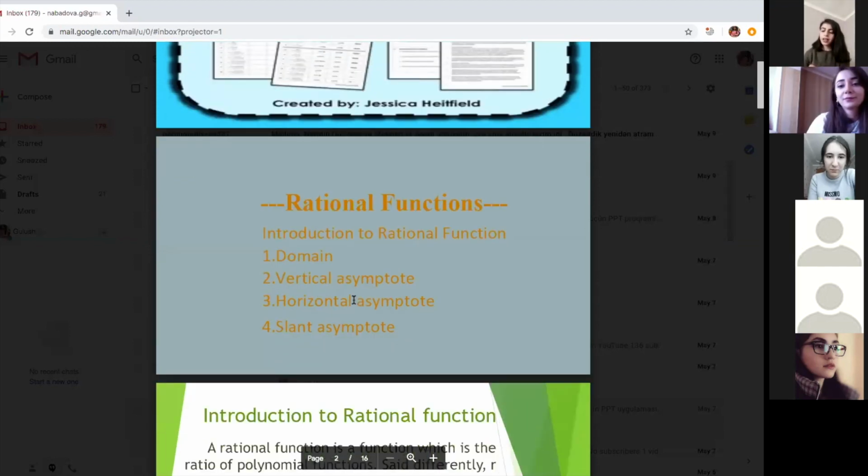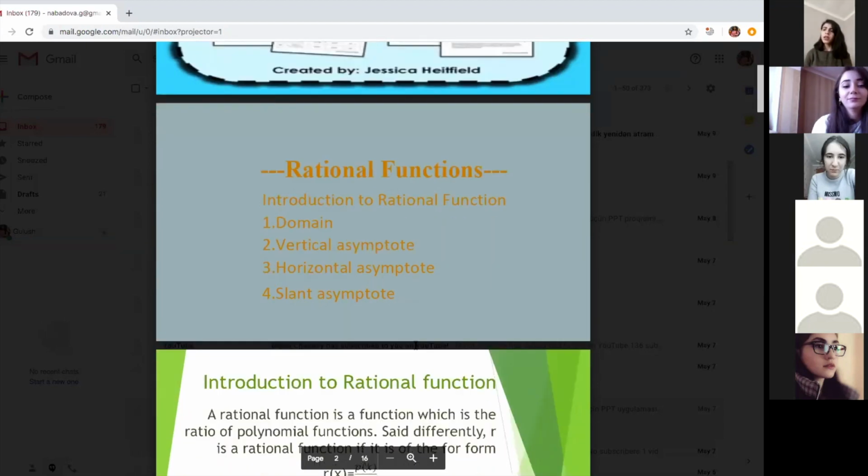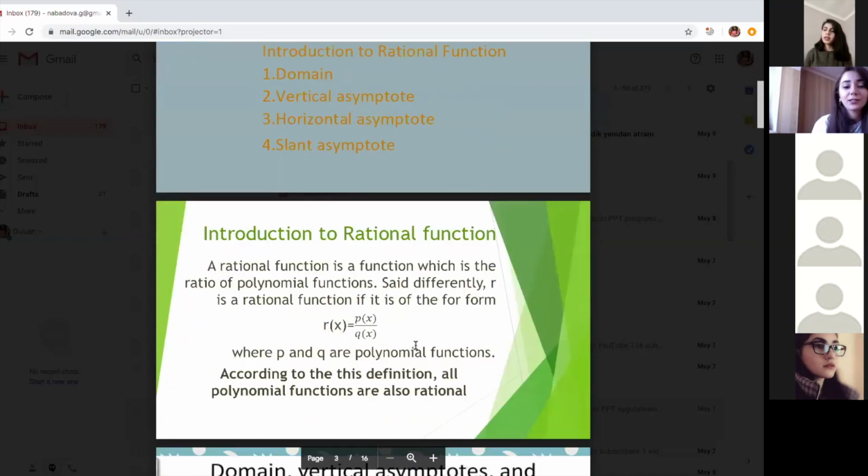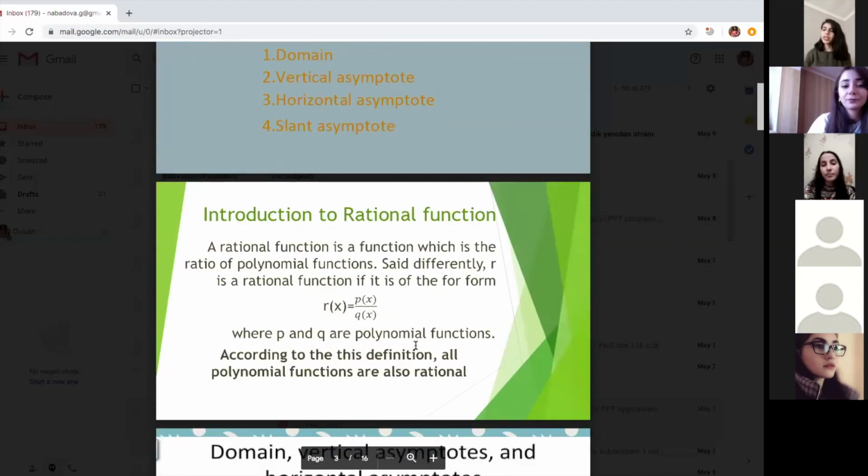Hello, dears. I will perform with my partner Çiçek. Our topic is rational function asymptotes. We talk about the introduction to rational functions. First is the domain, second is the vertical asymptote, third is the horizontal asymptote, and fourth is the slant asymptote. First of all, the introduction to rational functions.